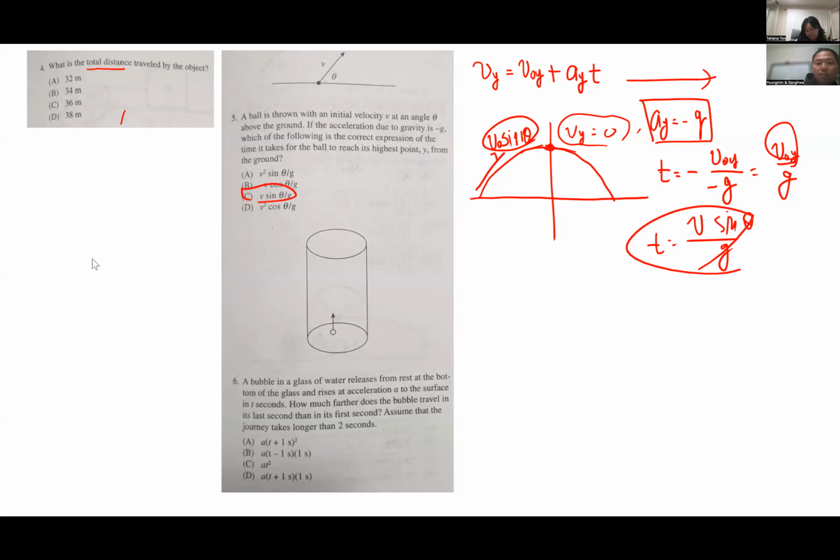Okay. Next. The bubble in the glass of water, as you can see in the picture, releases from rest at the bottom of the glass and rises at acceleration a to the surface in t seconds. How much farther does the bubble travel in its last second than in its first second? Assume that the journey takes longer than 2 seconds.